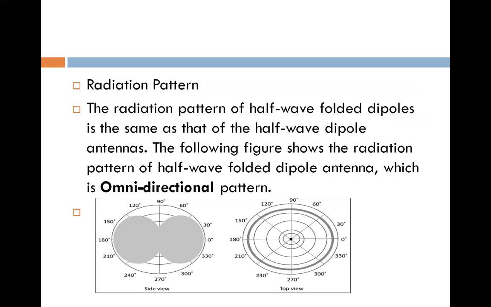The following figure is the half-wave dipole. Now see the radiation pattern of the folded dipole. The radiation pattern is a doublet or figure of 8. See both views, side view and top view. The radiation pattern of the half-wave folded dipole is the same as that of the half-wave dipole antenna. The following figure shows the radiation pattern of the half-wave folded dipole antenna, which is an omnidirectional pattern.